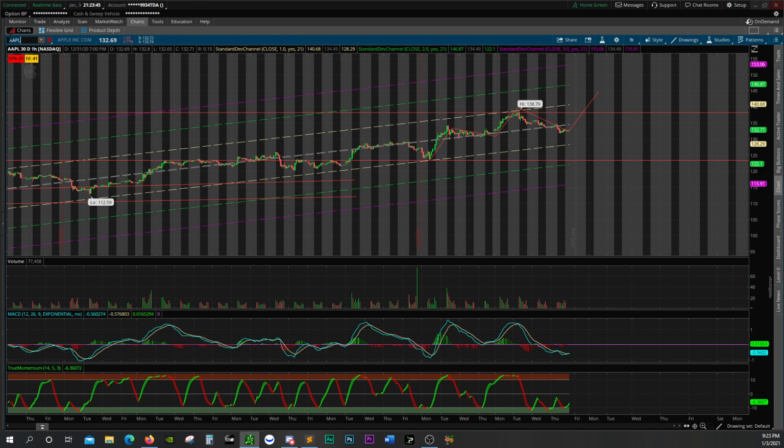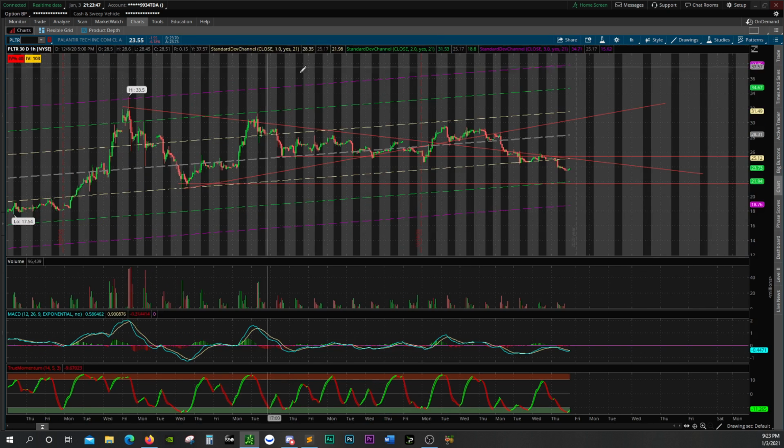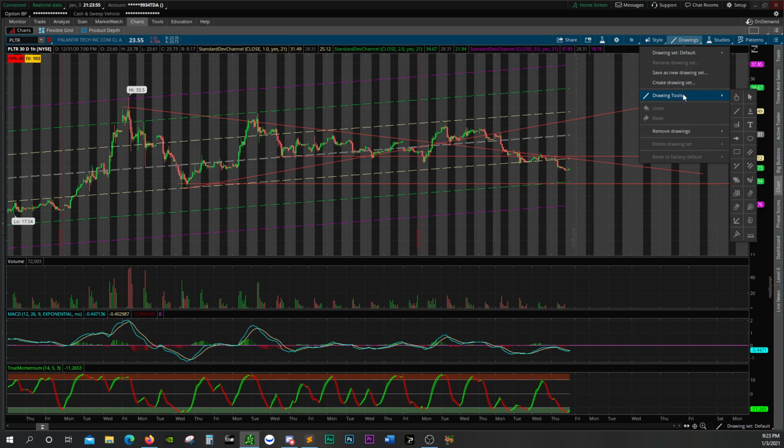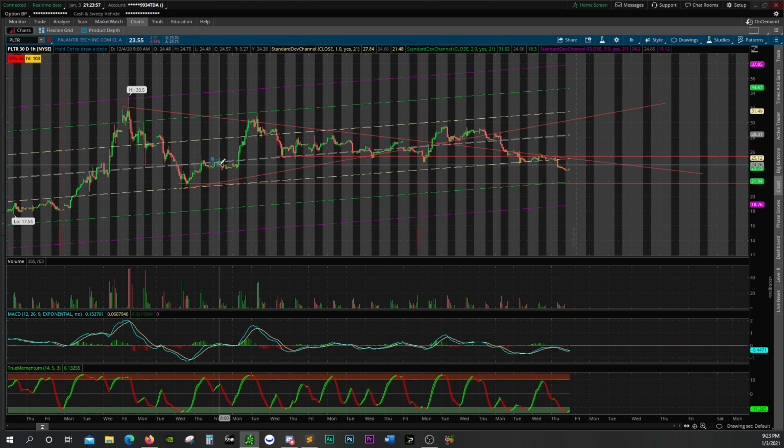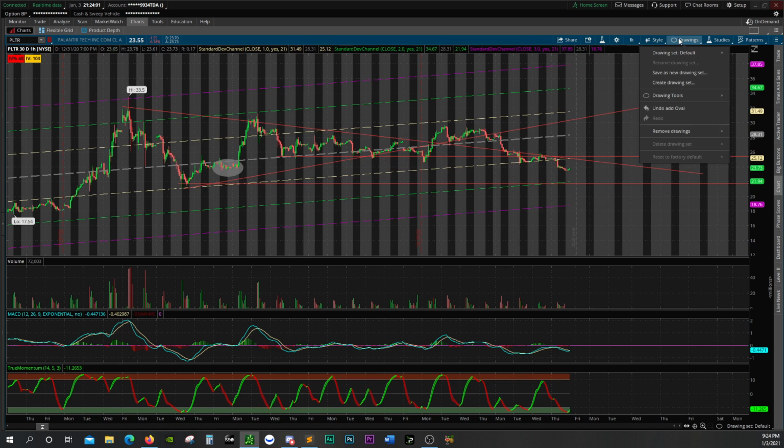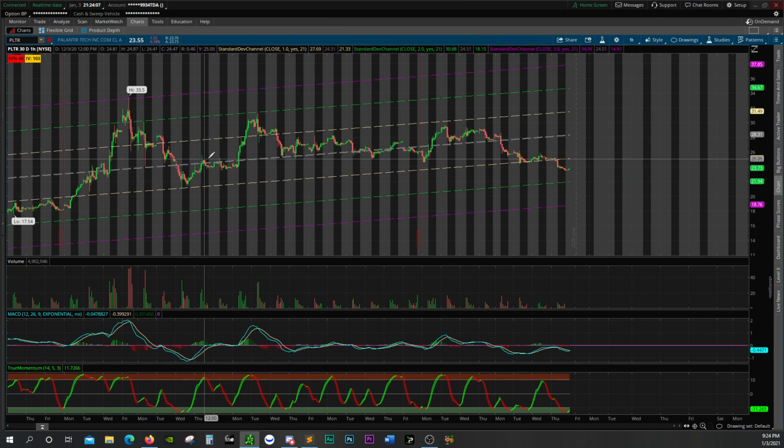Okay, let's see, PLTR. So PLTR is right now on support. And I'd say this area is a pretty strong support area, right? This one right here. Matter of fact, let me clear out this. Here the draw on set. Redraw that.